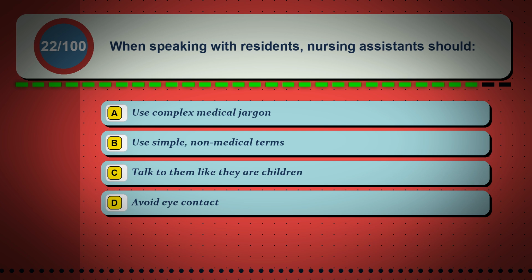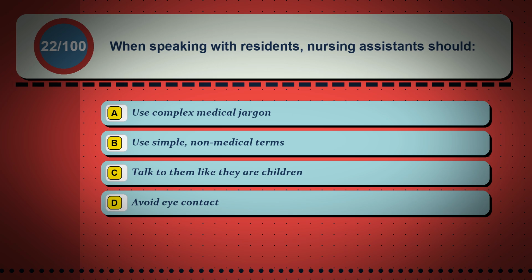Question 22. When speaking with residents, nursing assistants should: Option A, use complex medical jargon. Option B, use simple, non-medical terms. Option C, talk to them like they are children. Option D, avoid eye contact.